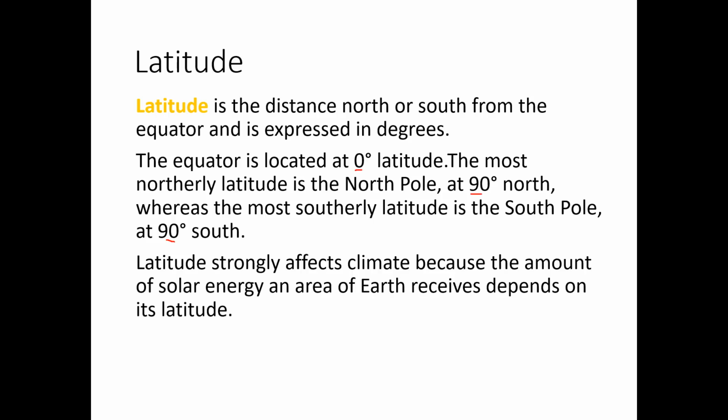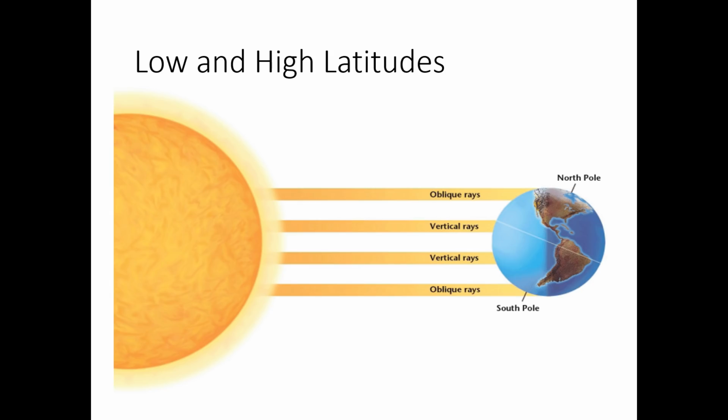The equator is going to receive the most direct sunlight, whereas the further you move up in latitude, you're going to begin to receive sunlight that's slightly off. I'll show you a picture here in the coming slides where it shows how the rays of the sunlight spread out as you increase in latitude.